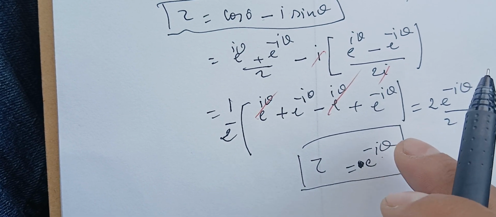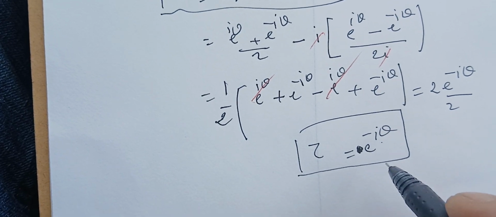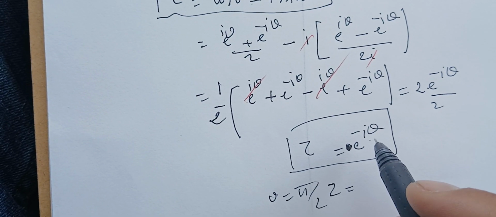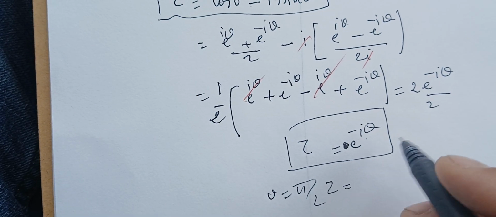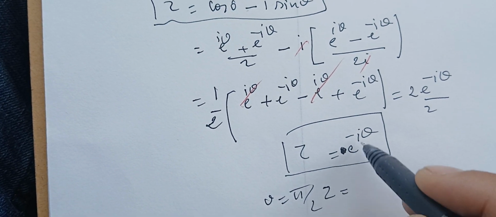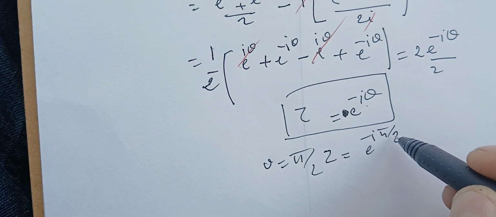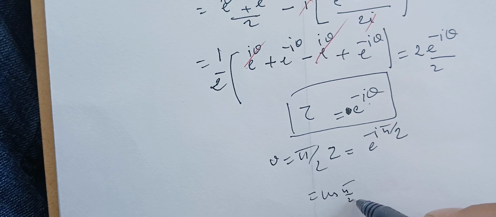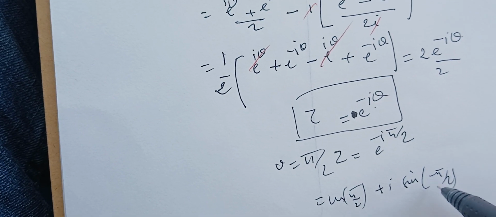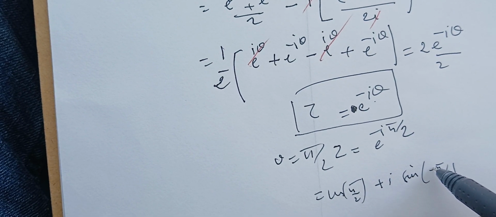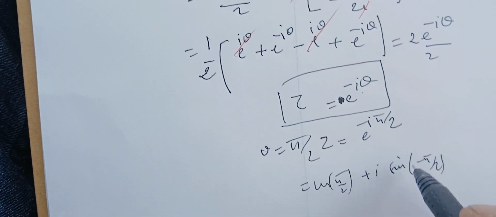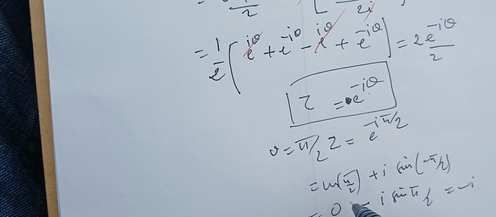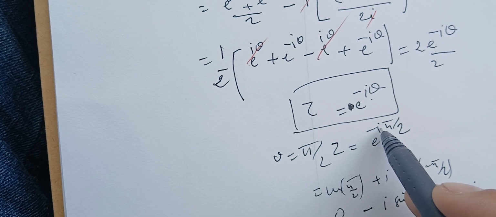So if you have, let's say, theta equal to pi over 2, what's this case? You have z equal to e to the minus i pi over 2. And according to our definition, what's this? It's cosine of minus pi over 2, which is 0, plus i sine of minus pi over 2, which is minus sine of pi over 2, which is 1, so it's minus i. So e to the minus i pi over 2 is minus i.